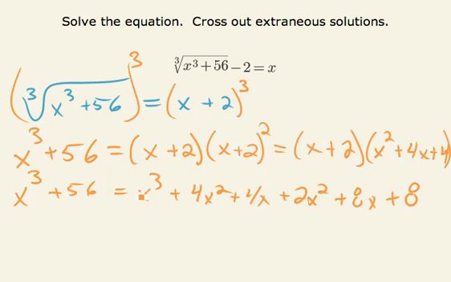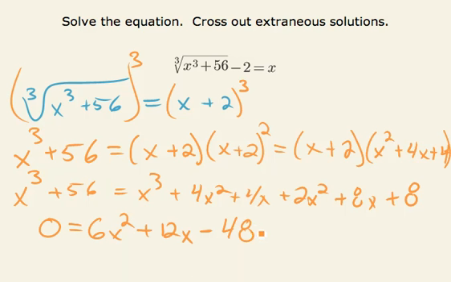The x cubes just go away. That's nice. And then we'll also subtract 56 from both sides. When I do that, I'll have a 0 on the left-hand side, and on the right side, my x cubed went away. I'm still going to have a 4x squared. I also have a 2x squared, so that gives me 6x squared. I'm going to have a 4x. I also have this 8x, so that's a 12x. And then I have this 8, and I also subtracted 56. So I have 8 minus 56, so that's a negative 48.